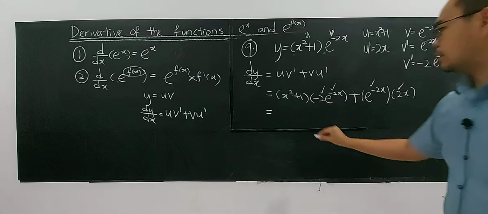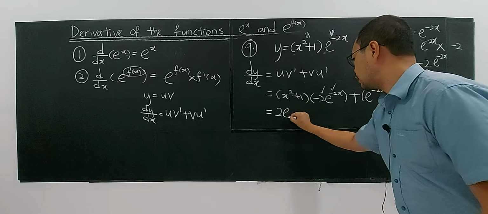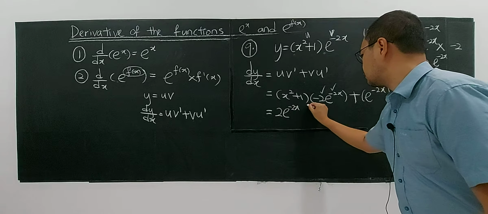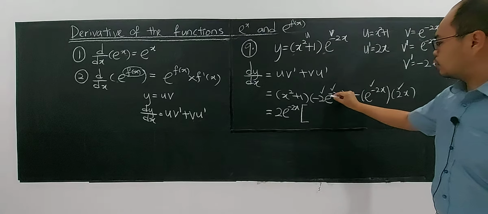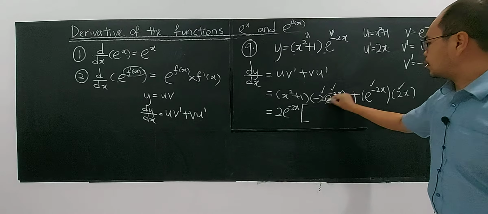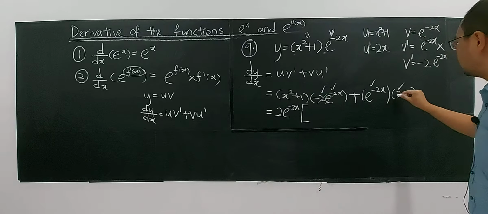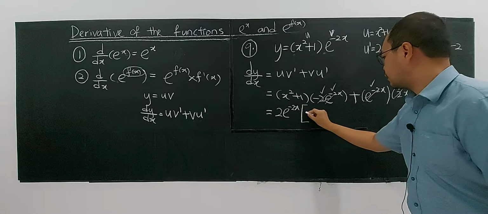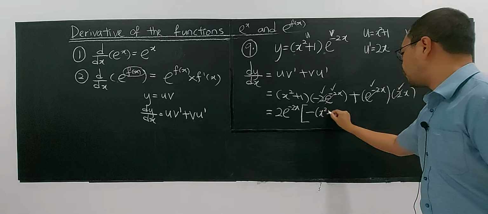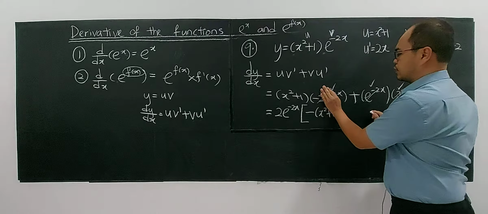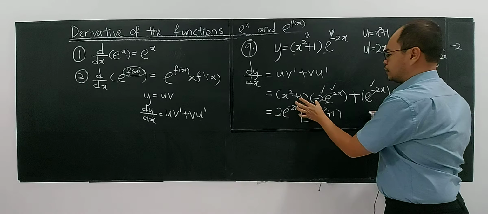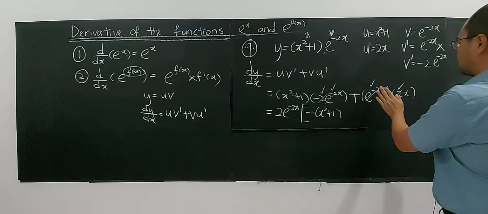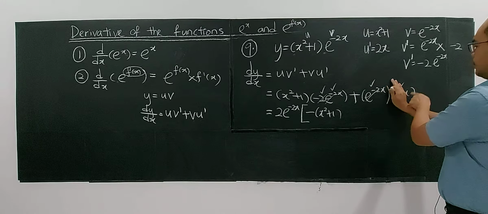So I'm going to factor out 2e^(-2x). I'm going to factor out this one, this one you factor out, and this one also you factor out. So the remaining one you still have negative x squared plus 1. You have factorized this one outside, so you have negative x squared plus 1. This one you have already factorized, so you still have x.